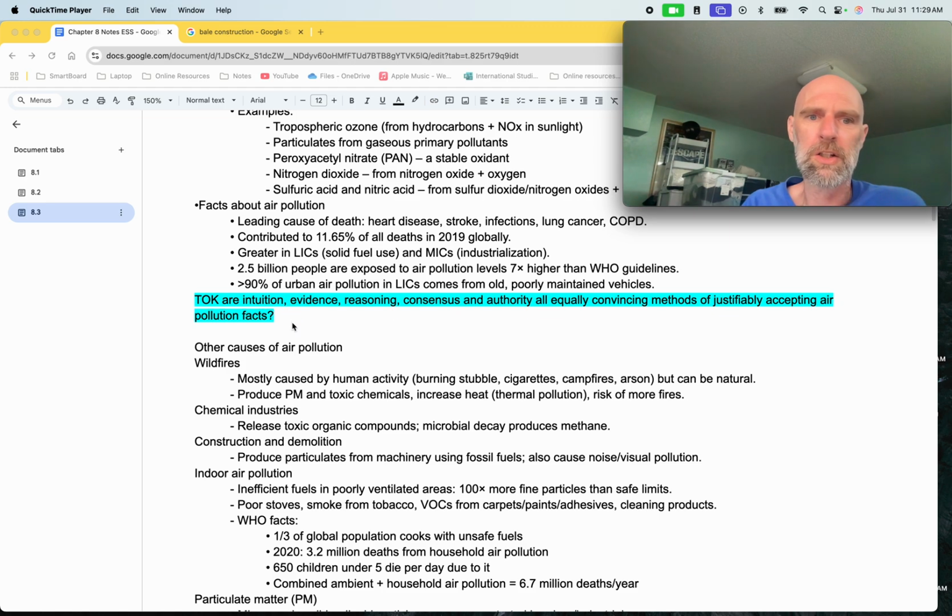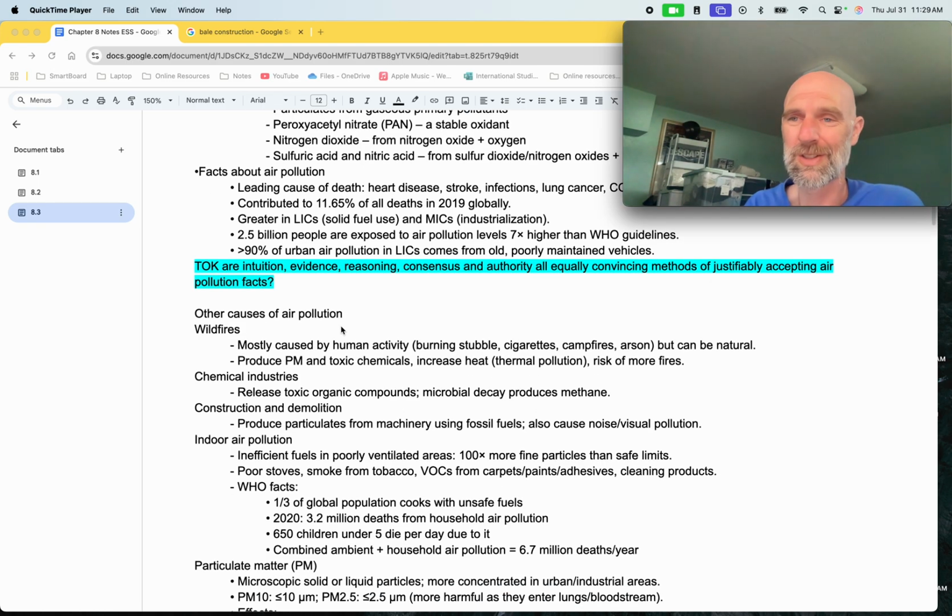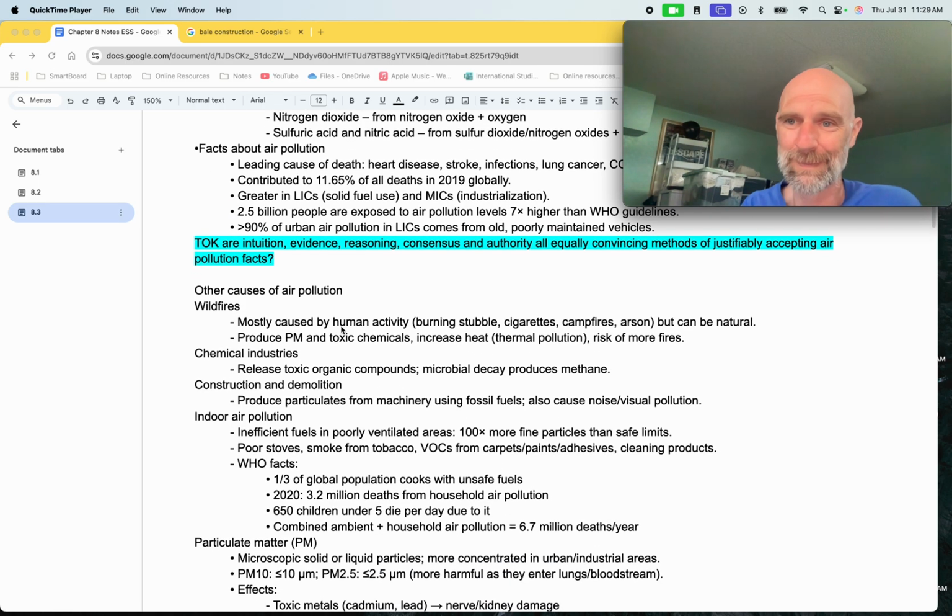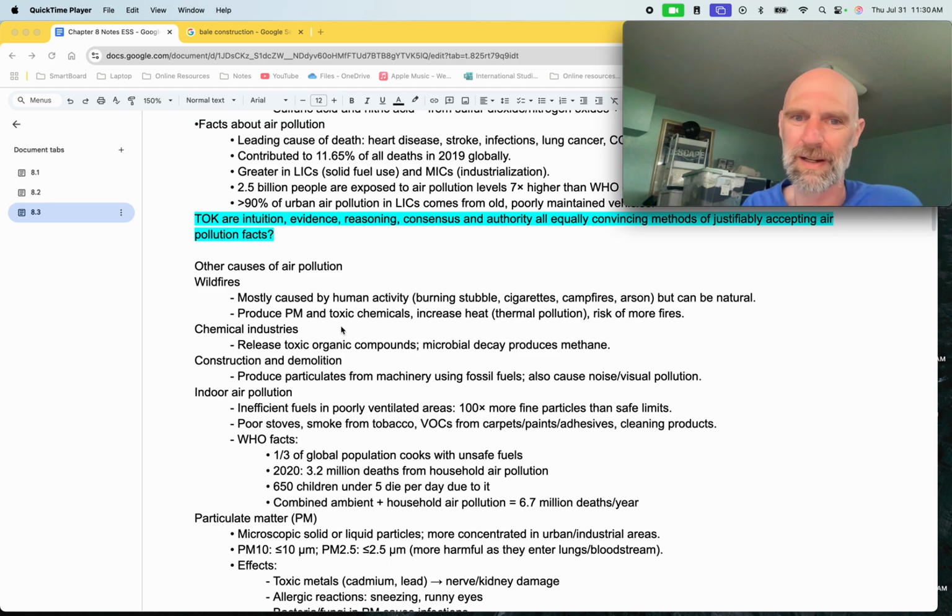TOK, are intuition, evidence, reasoning, consensus, and authority all equally convincing methods of justifiably accepting air pollution facts? Yep. So what kind of hits for you? Some of those hit a little bit more for me. Yeah, there's one that definitely hits more for me. But yeah, that's up to you. There's no right or wrong answer for it. Just back it up. Typical IB stuff.